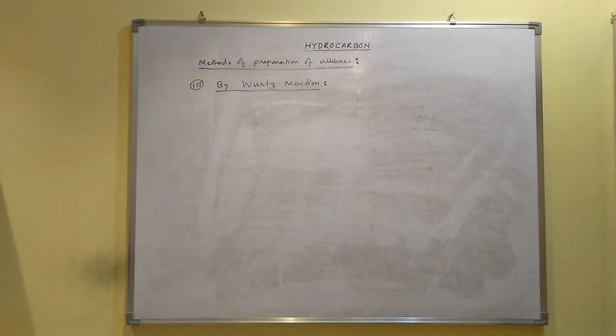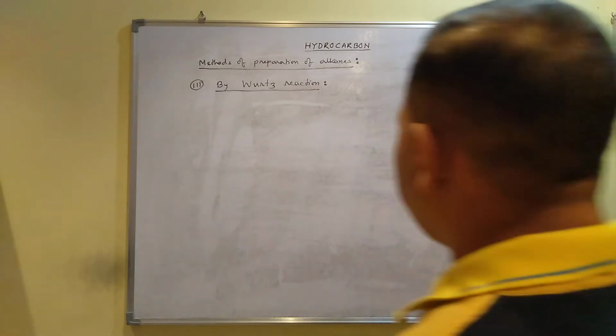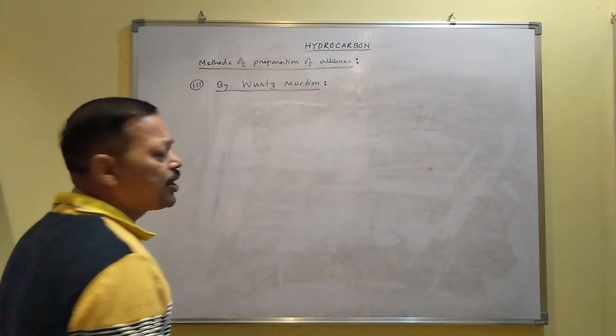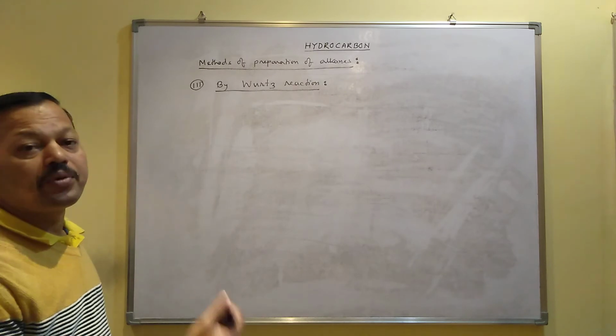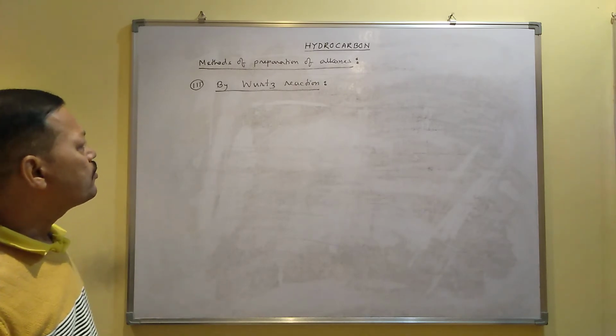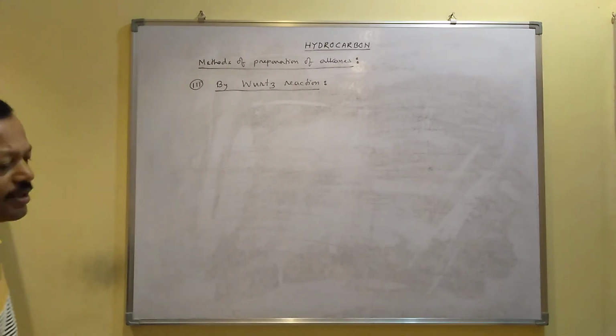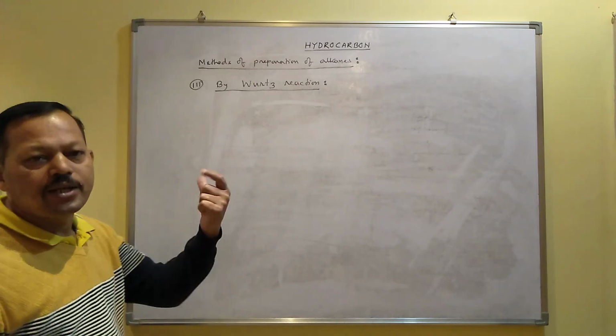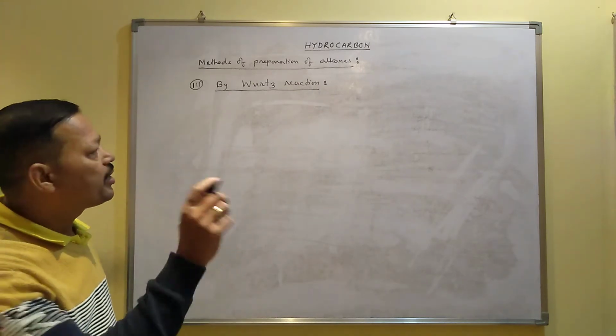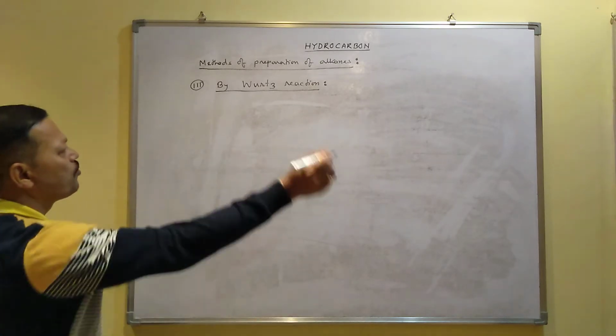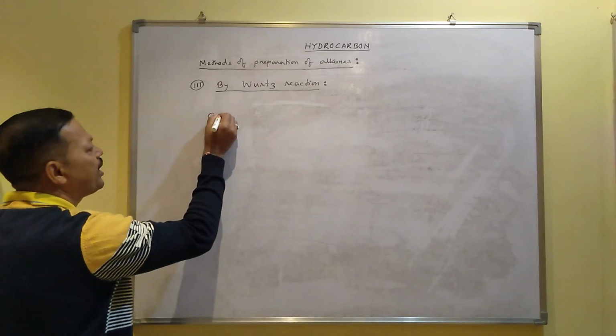Actually, Wurtz is the name of the scientist. He carried out one reaction, and by doing this reaction, you can prepare the alkanes. So what is Wurtz reaction? Here also you have to take some alkyl halide as you have done in the second method. For example, this is one of the alkyl halides, methyl chloride.